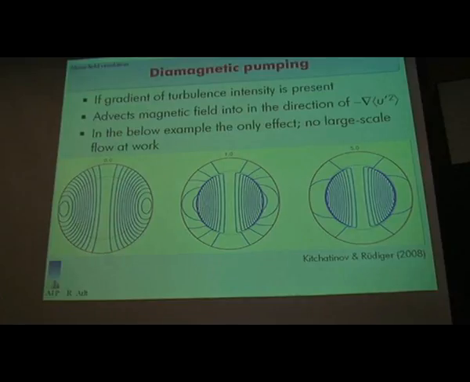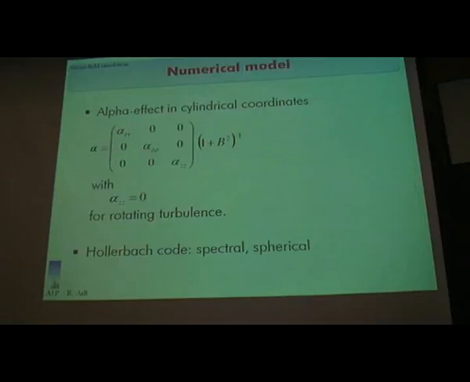Just to show you what Leonid Kitchatinov and Günther Rüdiger were doing with this diamagnetic pumping. There's no velocity at all in this computation, so just take an initial field and see how it is pushed into the radiative core of the Sun, in that case, to see how much the field can be confined by this pumping in the core of the star. And that works very well. And I included also that term to see the effect in this evolutionary model.